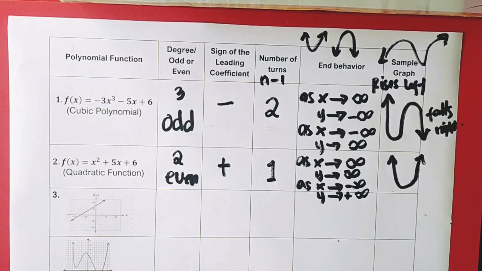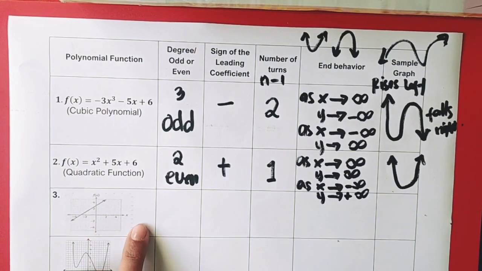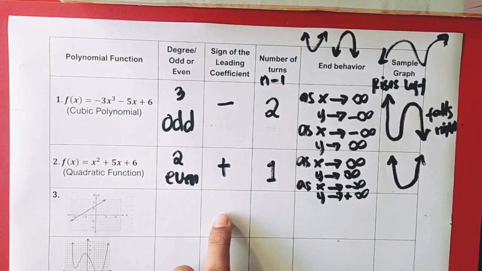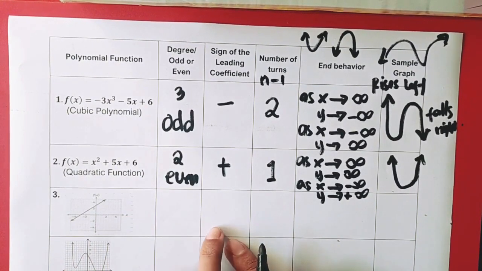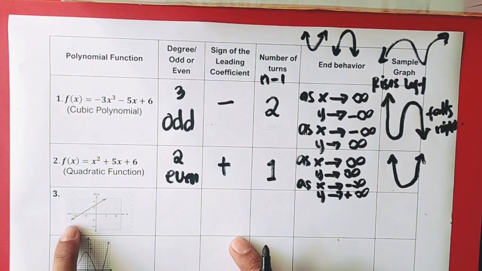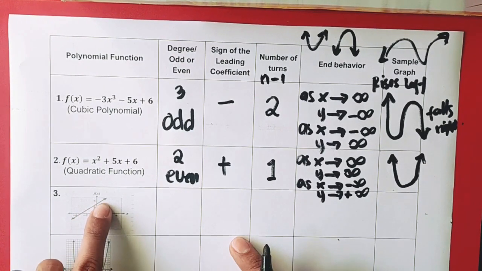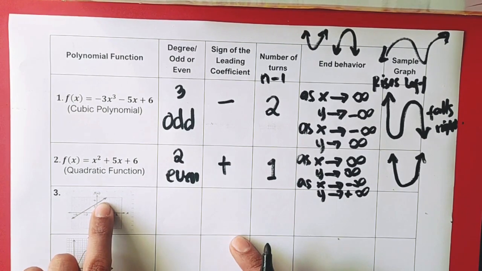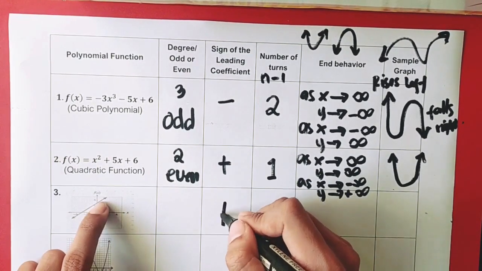How about if we have a given which is a graph? How do we determine the end behavior of the graph? Okay, so here, let's go directly to the sign of the leading coefficient. Do not answer yet here. So the sign of the leading coefficient, again, how do we determine it? Look at the right tail. This is the left tail, this is the right tail. The right tail goes up, so that means the sign of the leading coefficient is positive.